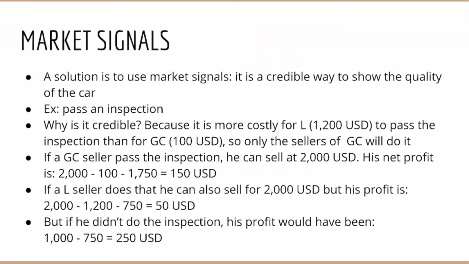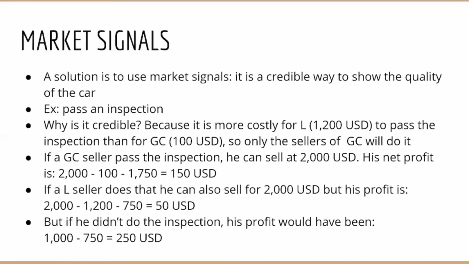For example, with the costs here, if a good car seller passes the inspection, he can sell at $2,000 because now the buyers know that it is a good car, so they are willing to pay $2,000. So the net profit of the seller is $2,000 minus 100, which is the cost of the inspection, minus the reserve price, which gives $150 of net profit.